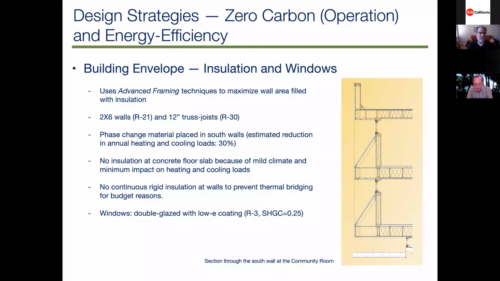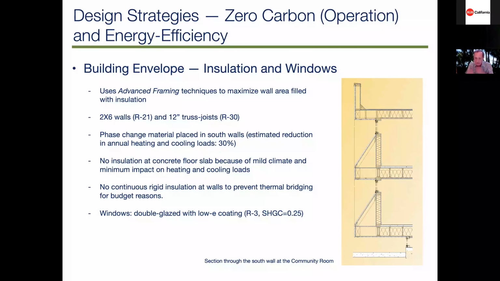It just maximizes the wall area. It's 2x6 construction, so you don't get a bunch of 2x6s nailed together. They plan the spacing of the studs, and you can read up on this. It's a technique that is described online in all kinds of publications. But anyway, they went to the trouble of using this. It's 2x6 walls, R21, truss joist for floor, very inexpensive.